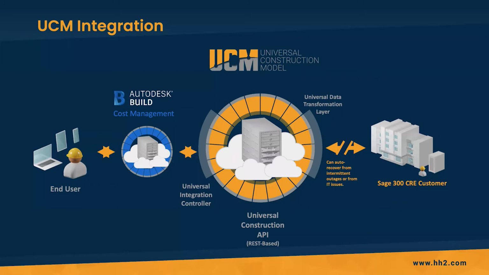This is a one-time installation that would take place on the server where you're hosting your Sage 300 environment and would be conducted by HH2. It takes maybe 2 hours to get the configuration set up and the implementation running. And then from there, HH2 will begin syncing over your customers, clients, and projects.